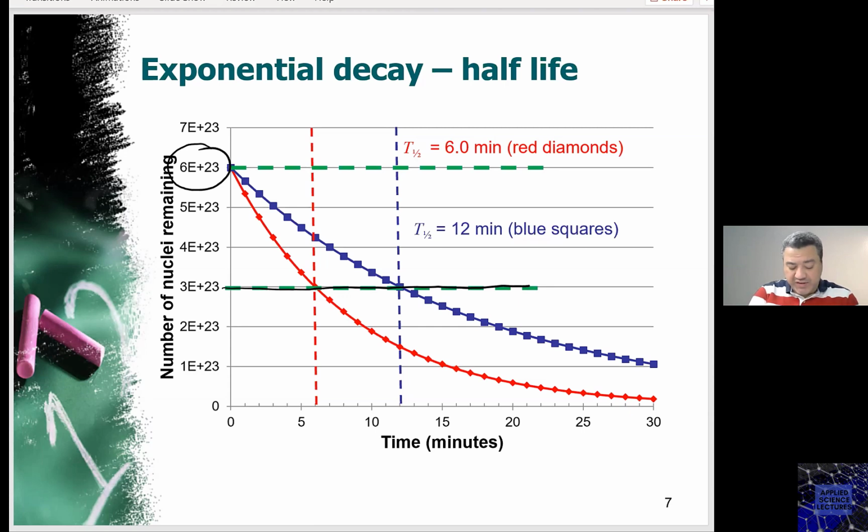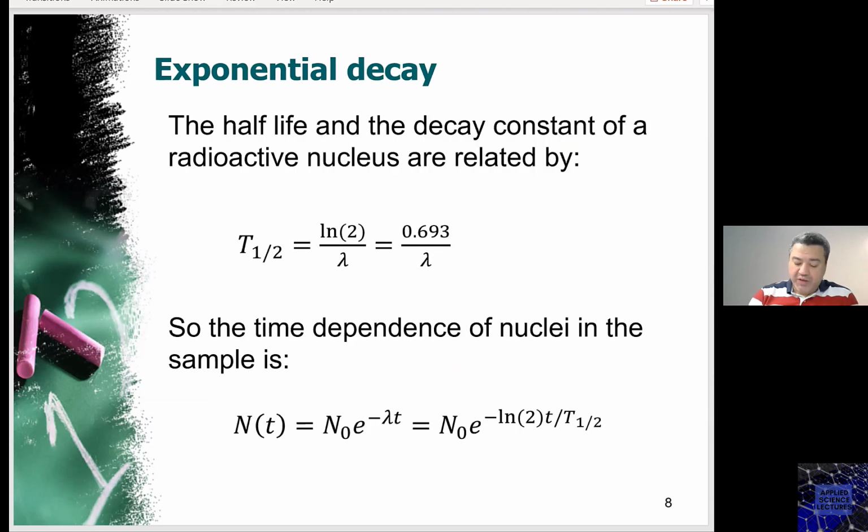So this is the half. This is 6 times 10 to the power 23. This is 3 times 10 to the power 23. So this is the half time. This one is T half. If I call this one 1, this is T half for number 2. The half time and the decay constant are related by this expression: the half time equals the natural logarithm of 2 divided by lambda.